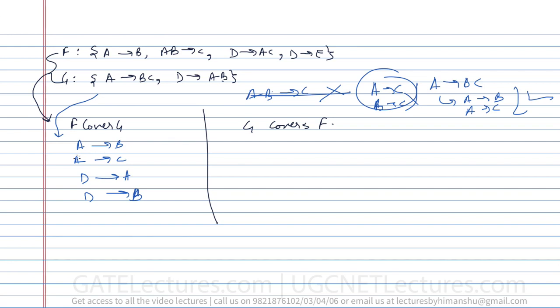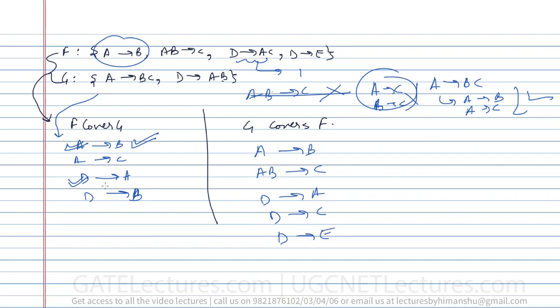Okay. So here A can derive B is already present in F. Directly it is present, so it is covered. And here we have D derives AC, so D derives A is directly present there, because this can be written as, okay, let me do one thing. Let me expand this one also: A derives B, AB derives C, D derives A, D derives C, and D derives E. So you can clearly see this thing is directly present, this thing is directly present. But we do not have A derives C here, and we don't have D derives B. This is for the F, and this is for G, right?